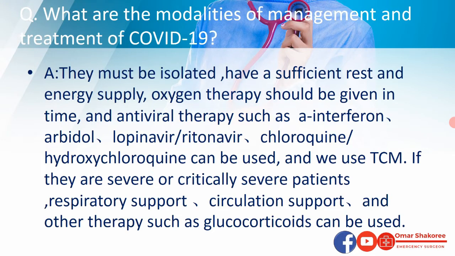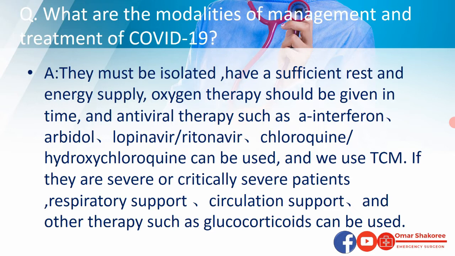Now, what are the modalities of management and treatment of COVID-19 that they used in China? The first step is that the patient must be isolated and have sufficient rest and energy supply. Oxygen therapy should be given in time when needed, and antiviral therapy such as alpha interferon, arbidol, lopinavir, ritonavir, chloroquine, and hydroxychloroquine can be used, and they use traditional Chinese medicine.